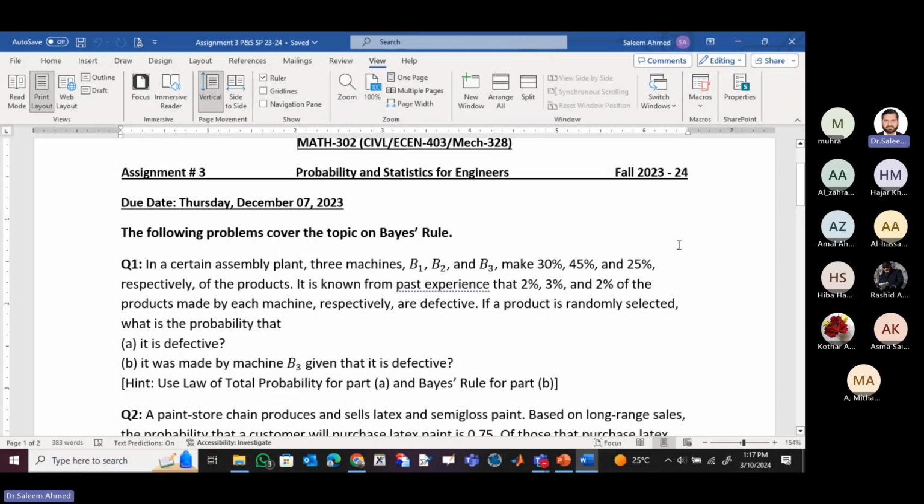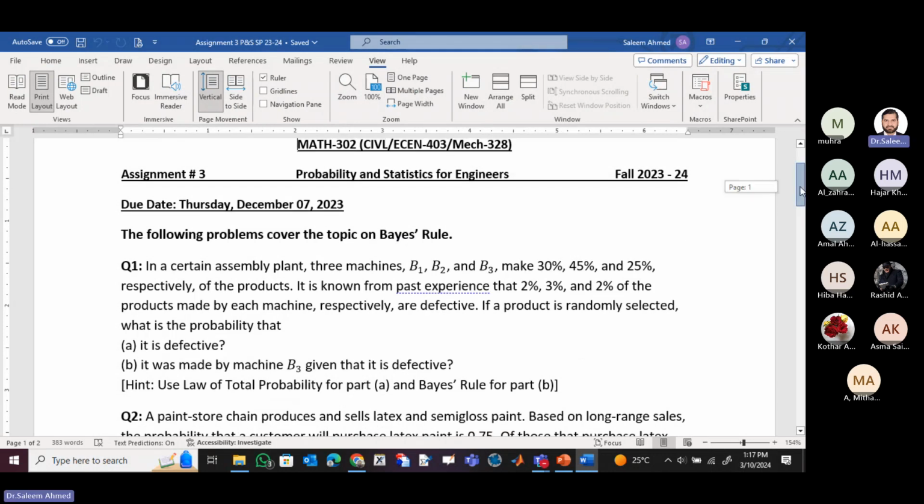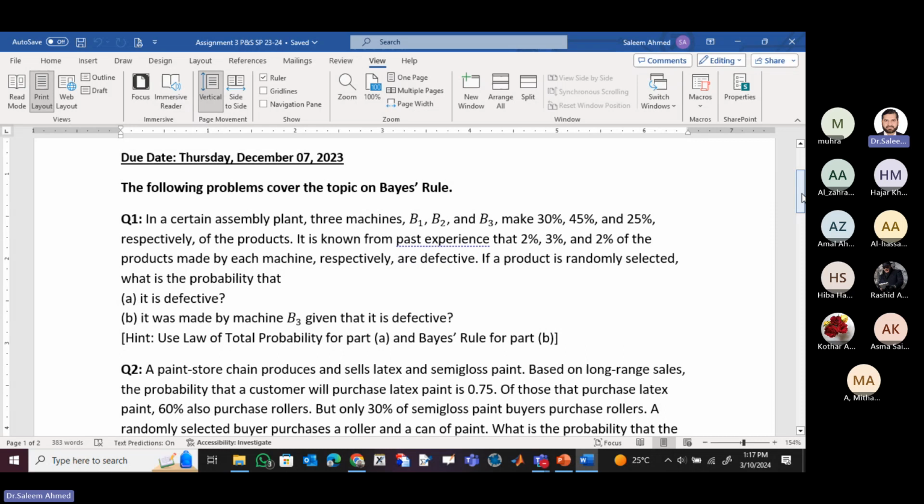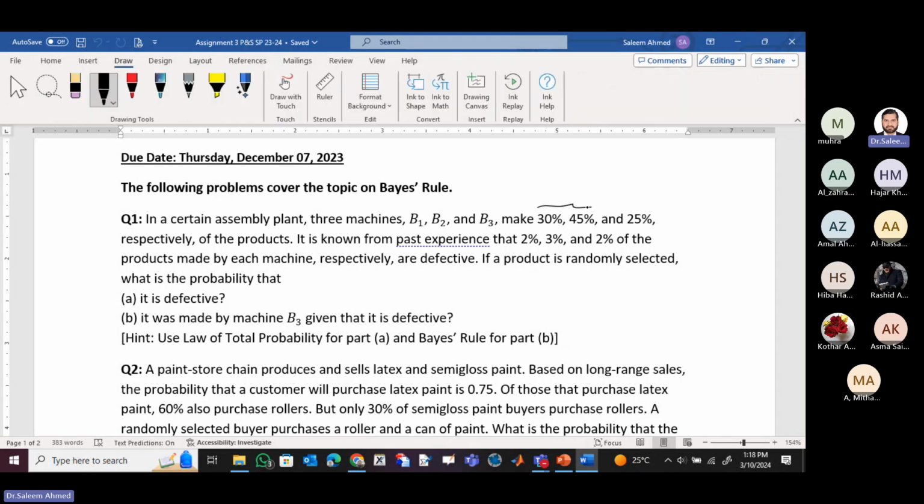So if I read this question, the first one is from the topic Bayes rule. In a certain assembly plant, three machines B1, B2, and B3 make 30%, 45%, and 25% of the products. So you see, this is the complete 100%, right? So it means these are the partition.